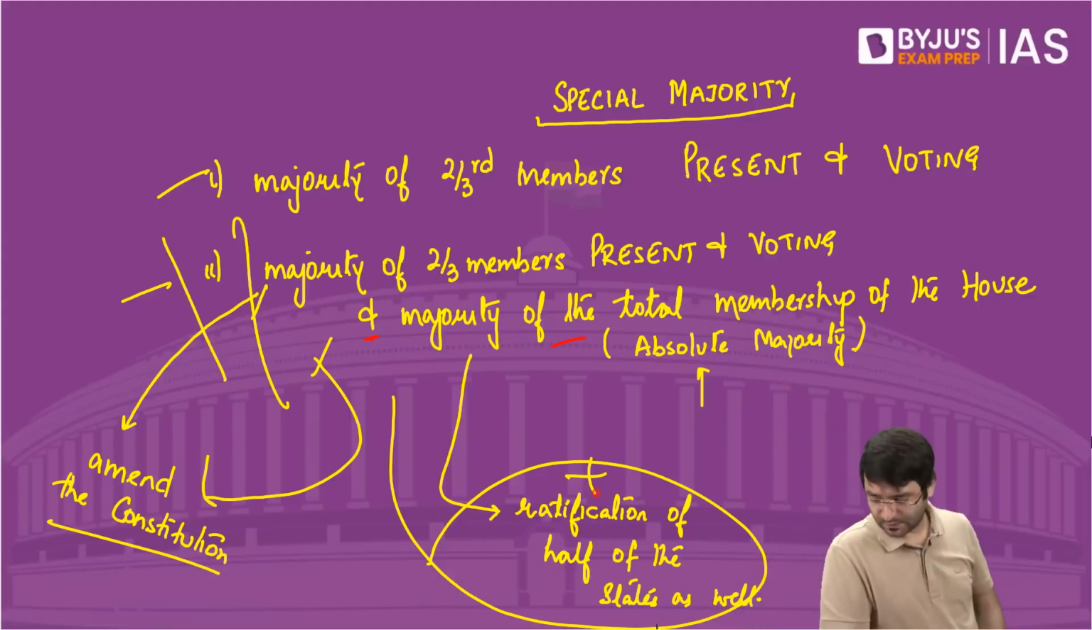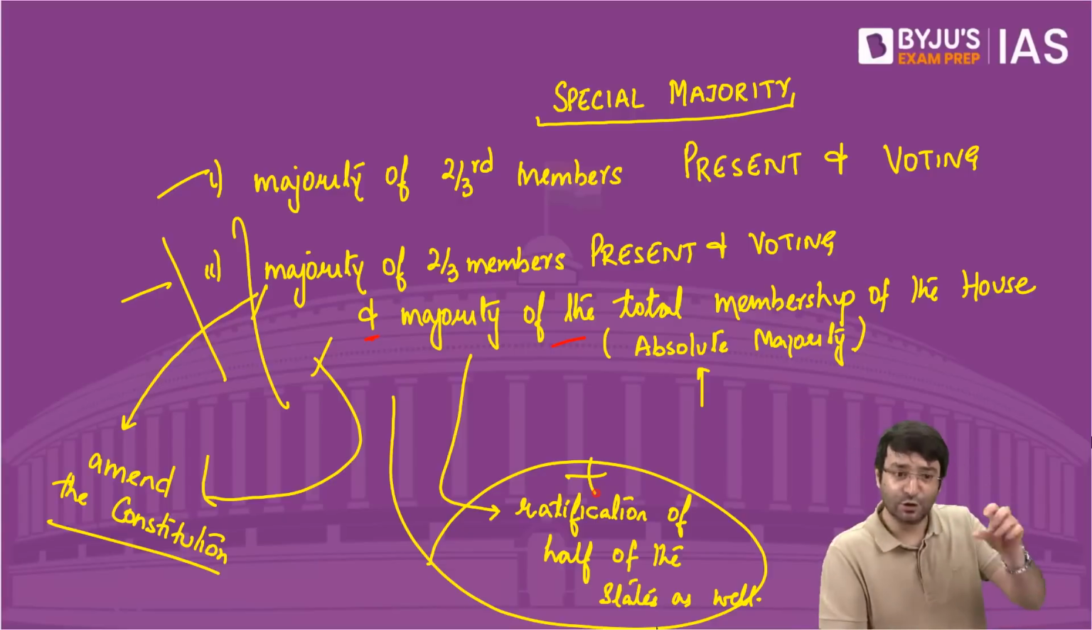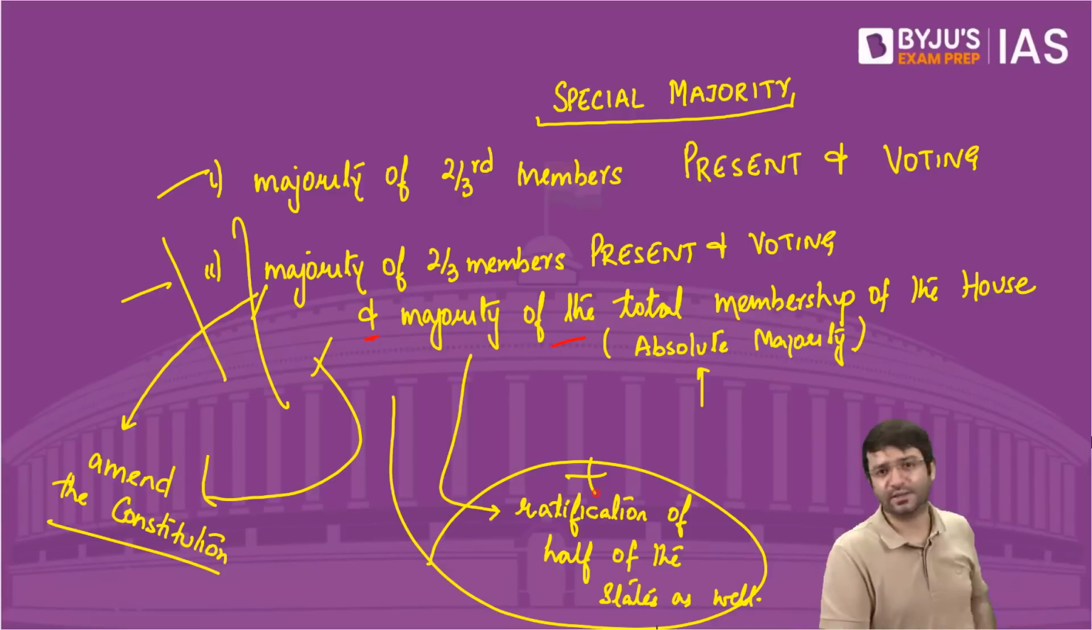Article 1, Article 2 mention only states. Union territories are specifically mentioned in Article 1, Clause 3, which says the territory of India shall consist of states, union territories, and acquired territories.